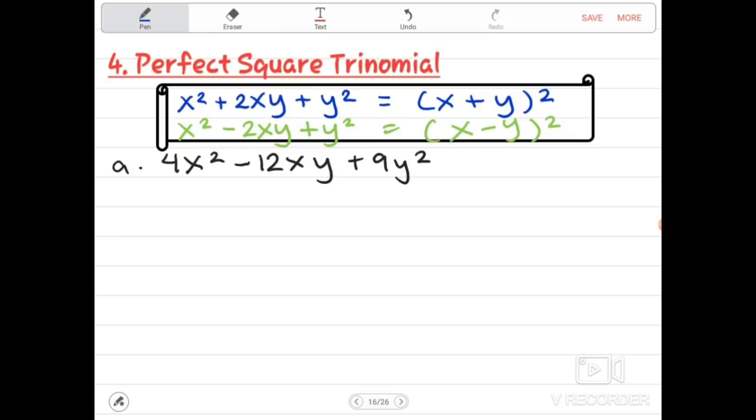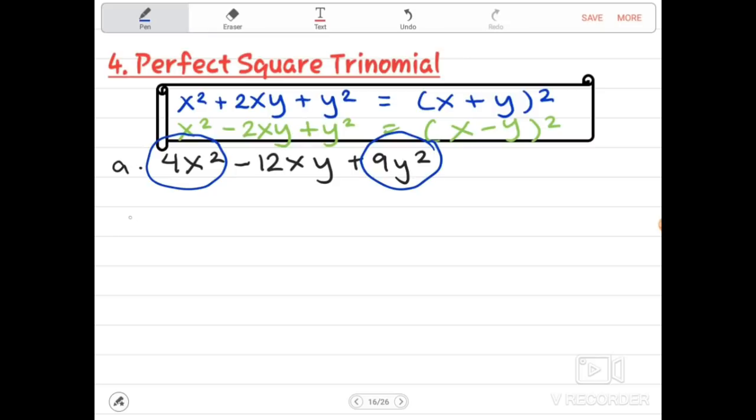So, let us try to answer letter A. 4x squared minus 12xy plus 9y squared. So, first question, do they have common? Wala. Obviously, we cannot use the second type and third type because this is a trinomial. So, paano natin gagamitin tong formula? Simple lang. Tignan natin yung first term and last term. Okay? Huwag muna natin pakalaman yung sa gitna. First term and last term. Are they perfect squares?